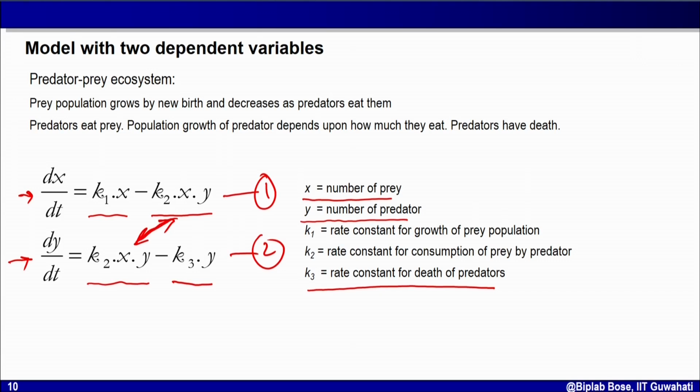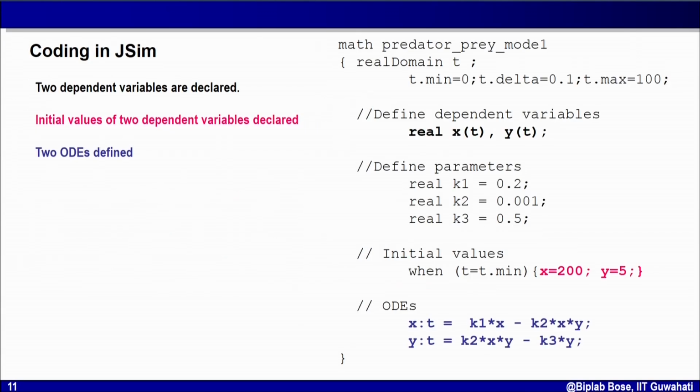So how should I code it in JSim? Here I have coded it. The first thing is math predator_prey_model. So the name of my model is predator_prey_model, and I have told this is the top component and this is a math type. I have put everything else within this curly bracket, and then I have defined time as the independent variable; its minimum value, maximum value, and delta are defined. I have two dependent variables, x and y. Both of them depend upon time. So x(t), y(t), both of them are real.